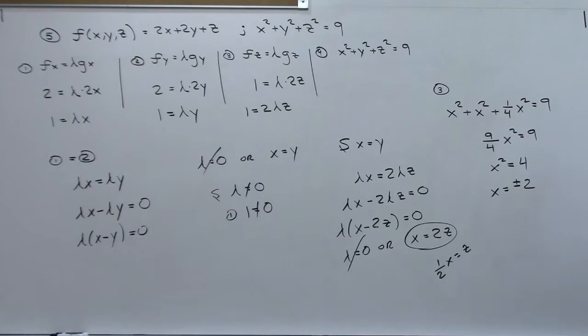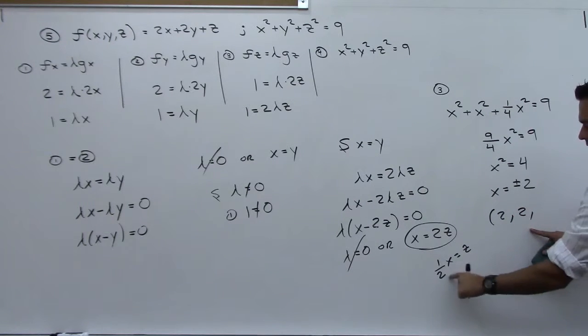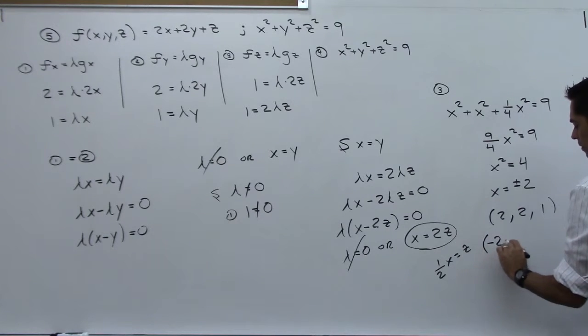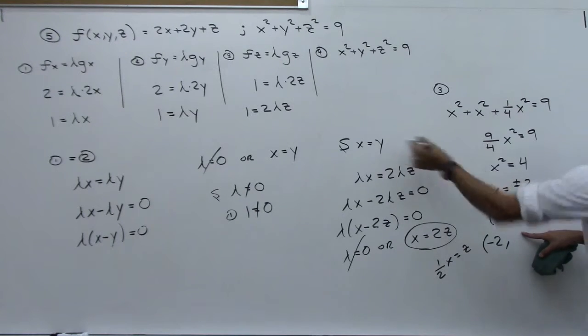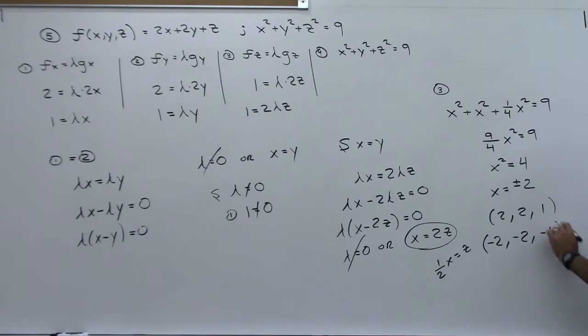So let's look at a couple of the different cases here. If x is 2, what's y? Well, y is x, so that. And then what's z? It's half of x, so 1. That's one possibility. For x equal to -2, then y, of course, has to be -2. And then half of -2 is -1. So this is your x, y, z.